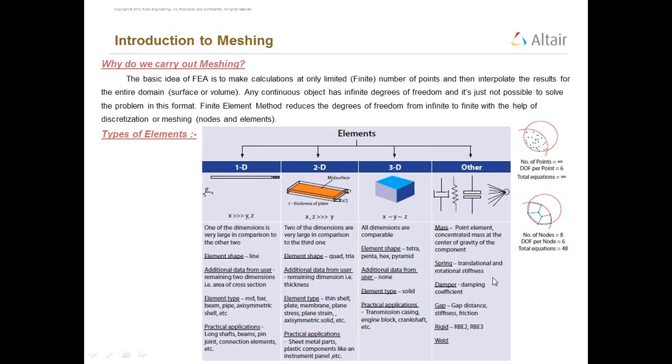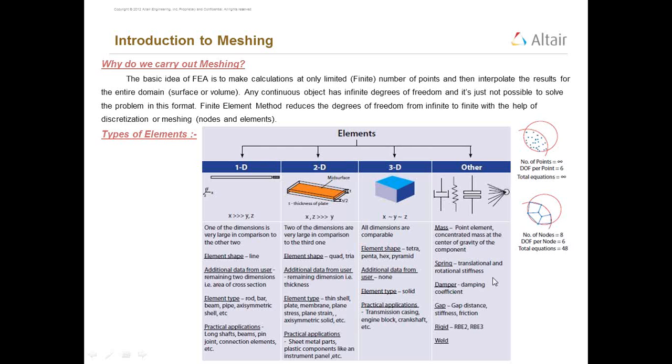Additional data from the user: there is no additional data required from the user. Then element type is solid. Practical application is transmission casing, engine block, crankshaft, etc. There are some other types of elements also available, like mass elements, which are known as point elements, a concentrated mass at the center of gravity of the component. So to put a mass or some additional weight on your component, you can use that.